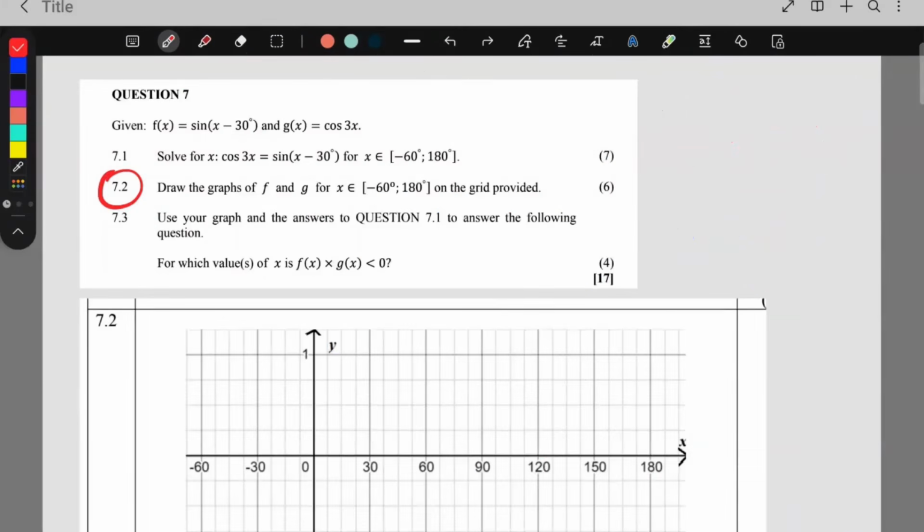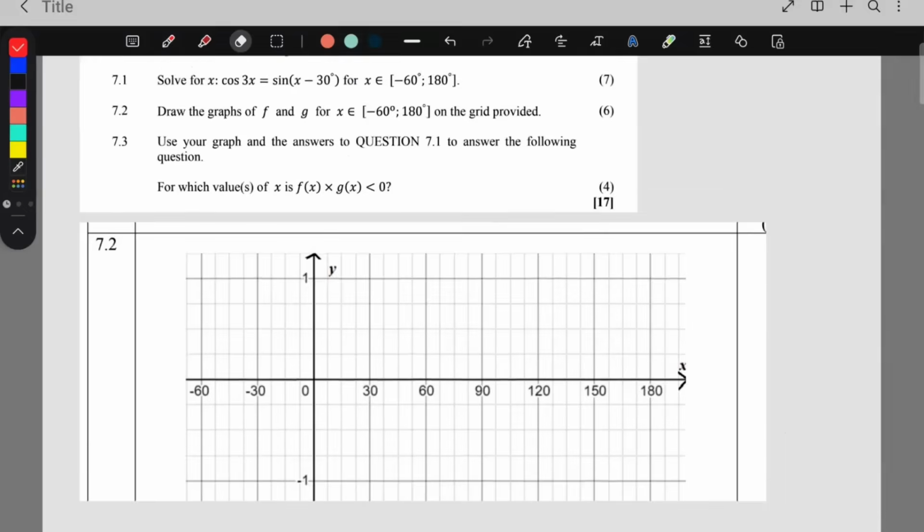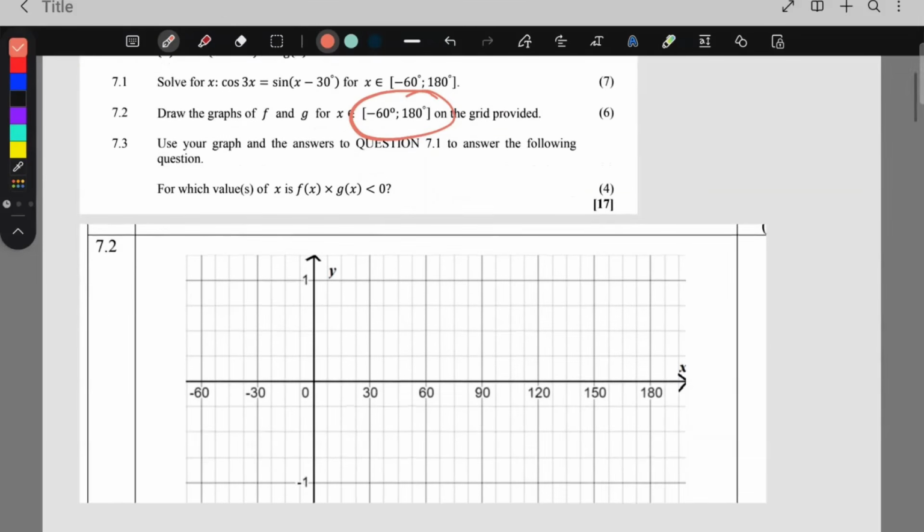7.2 says we have to sketch f and g, there's f and there's g, on the same grid in the answer book. So this was the grid that was given. So now I'm going to show you how to sketch a graph. So here's our interval, so let's highlight our interval. That's our interval. So I'm going to use the calculator to sketch my graphs. Let's hope we get 6 out of 6 for this. Let's write the steps down.